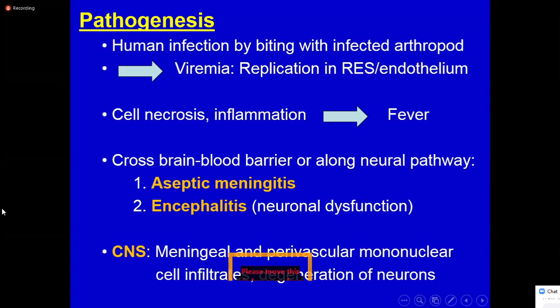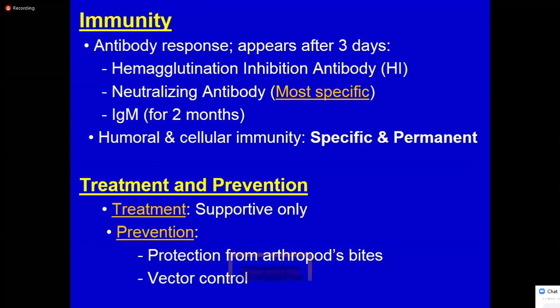So you will get meningeal and perivascular mononuclear cell infiltrate and degeneration of the neurons. Immunity, the antibody response, usually appears after 3 days of infection. The antibodies, remember, in case of viruses, we talk about hemagglutinin and neutralizing antibody. I will explain them to you.